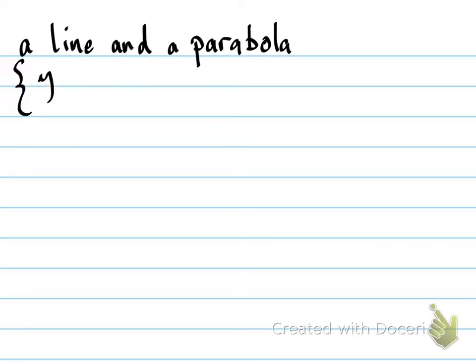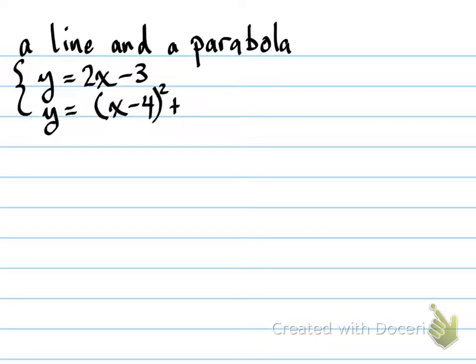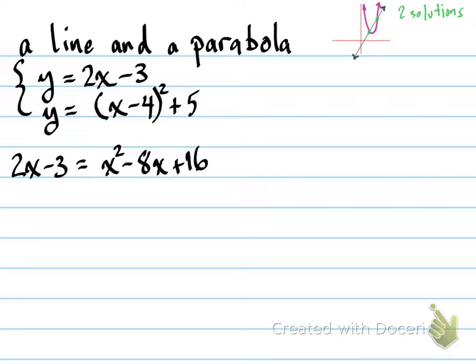Let's try another one. This time, let's try a line and a parabola. So y = 2x − 3 and y = (x − 4)² + 5. Just a real quick sketch of those two things. A line crossing a parabola, it looks like it could have two solutions here. So we'll aim for that. And you can see in this case, they're both set equal to y. So I can just rewrite the right side of those equations equal to each other. That's our common expression, right?